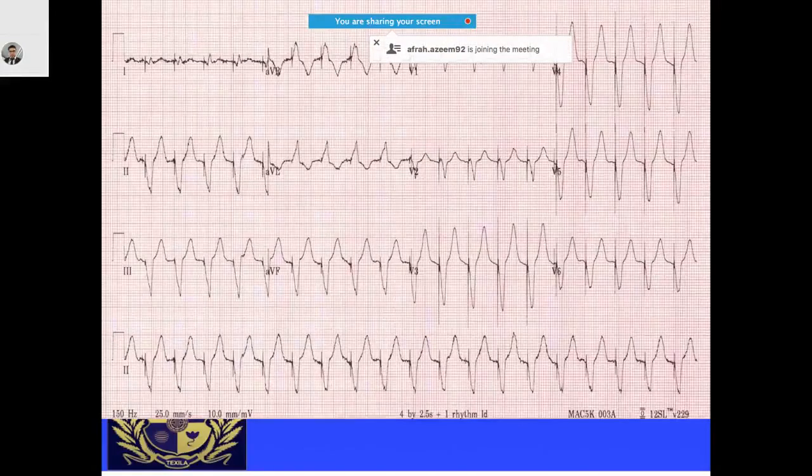So now moving on to the next ECG. What do you see in this ECG actually? No one wants to try? So you should try to see first of all, is it bradycardia or is it tachycardia? So this is of course tachycardia. Right. So after tachycardia, what next?